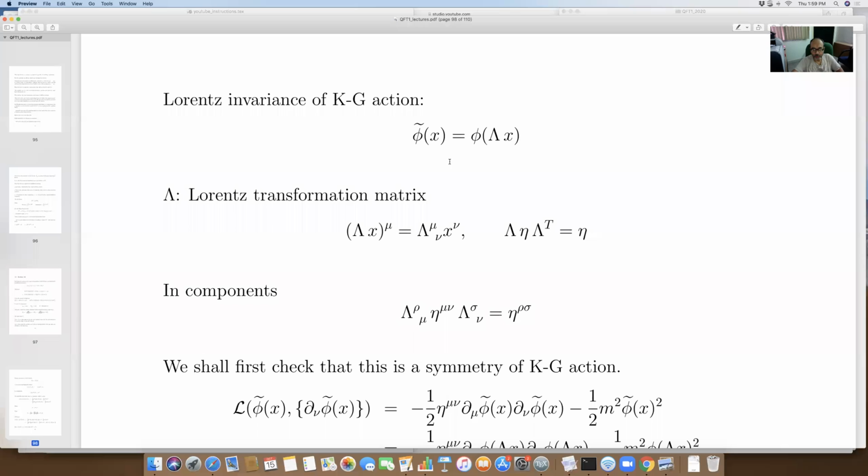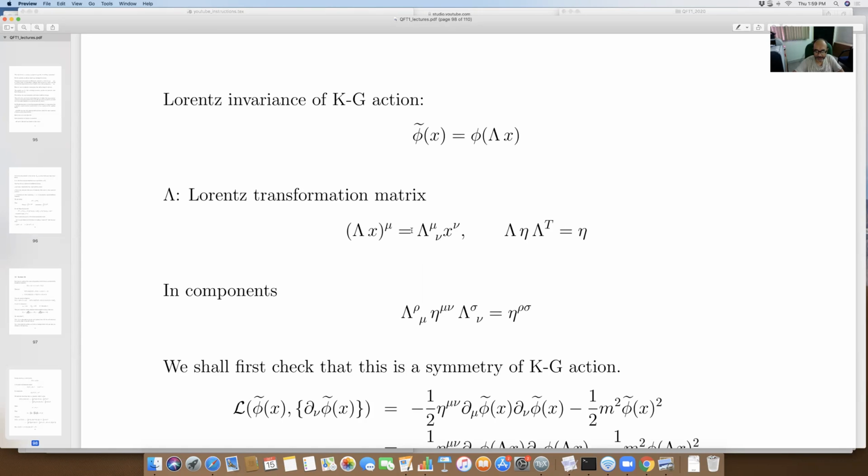The Lorentz transformation law for the Klein-Gordon field is given here. Phi tilde of X is simply phi of lambda X. What is lambda? Lambda is a Lorentz transformation matrix. Here I have written in components the mu component of lambda X. X is a 4-component vector, so lambda X better be a 4-component vector. The mu-th component of lambda X is given by this sum over here. Sum over nu is implied because it's repeated.